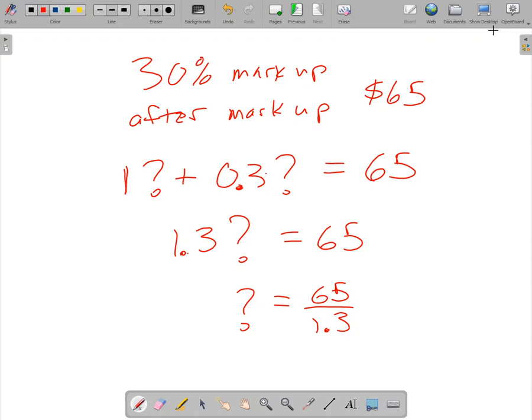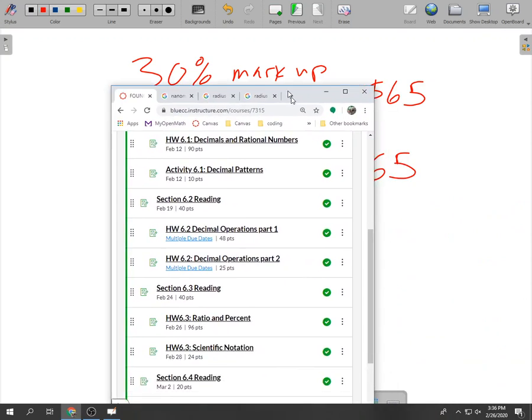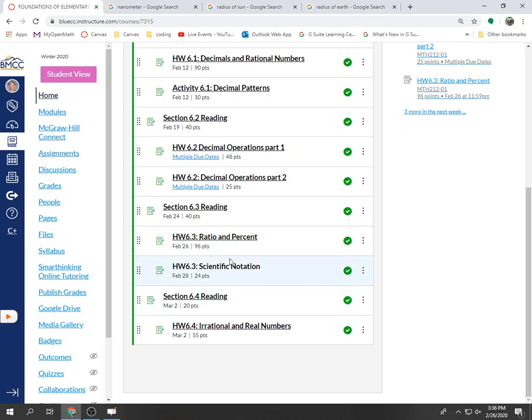Good, okay. All right, so this is in the homework section, homework 6.3, ratio and percent. Oh, by the way, I mentioned I added some stuff. I mentioned last class that I didn't add scientific notation to the first homework for 6.3, so I made a new one for that. 6.4 reading I'd like you to do soon. We're going to start 6.4 today, and then I added a homework assignment to go with 6.4. Okay. So we're going to try and finish this up by Monday.